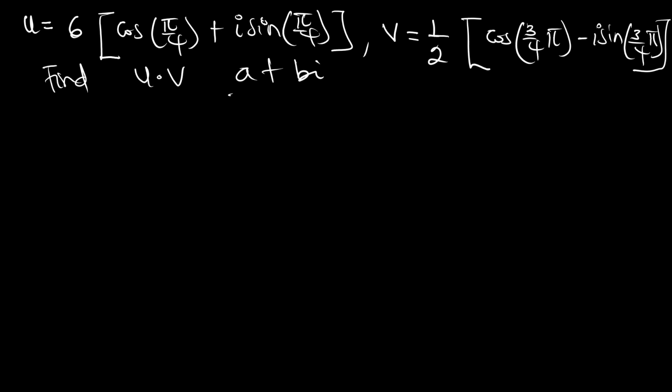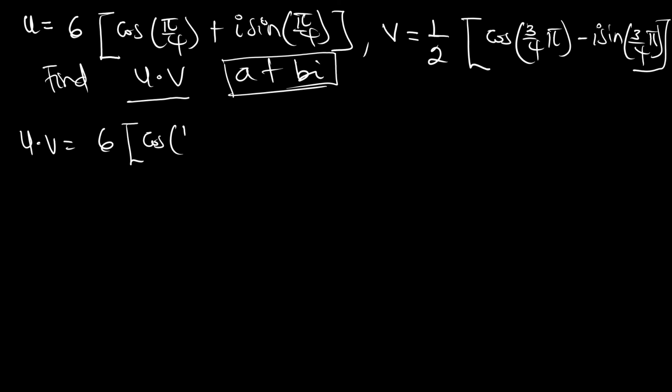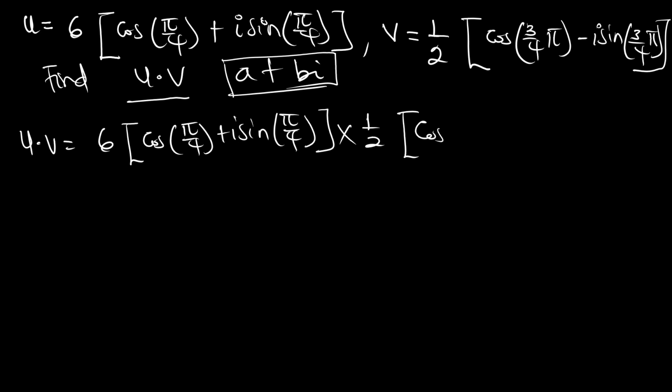So after finding our u times v, then we leave it in the what? In the Cartesian form. Alright. So our u v is going to be 6 (cos pi over 4 plus i sin pi over 4) multiplying v, which is half into bracket (cos 3 over 4 pi minus i sin 3 over 4 pi).